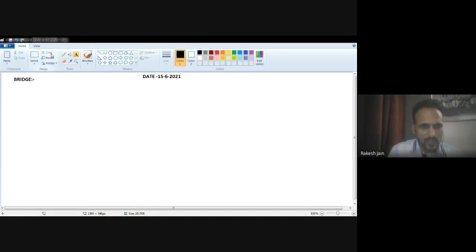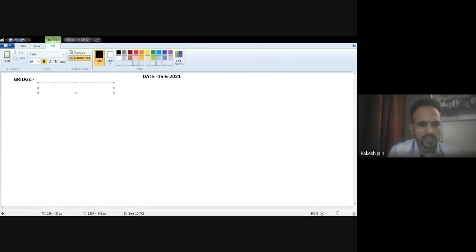Now let's start. So what is a bridge basically? Bridge is a four-arm device which is used to measure certain parameters like resistance, self-inductance of a coil, capacitance of a capacitor, frequency, etc. So it is a component measuring instrument actually.